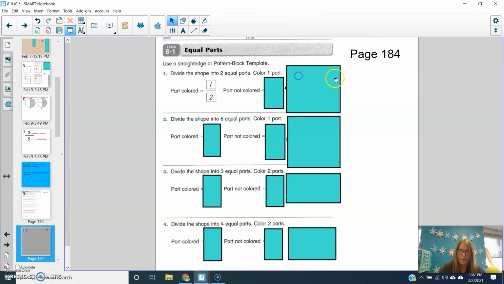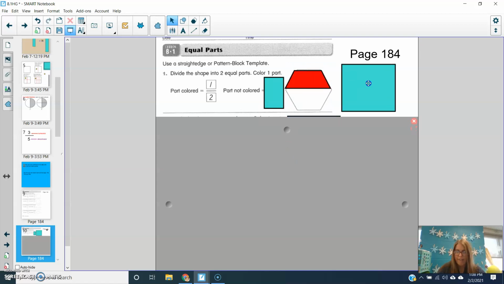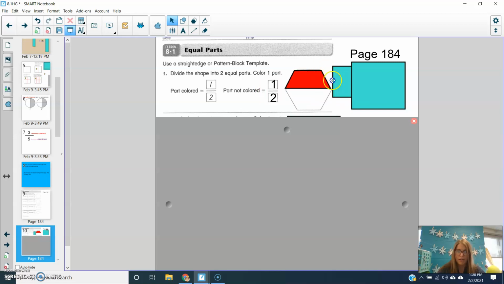I'm going to cover up my screen here. So when I cut that in half, I have it looking something like this, and then I colored in that part, and so you can see that the part not colored is a half. So both half for both of those fractions.